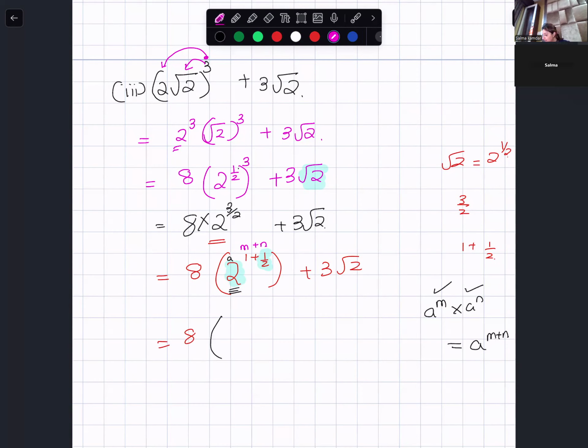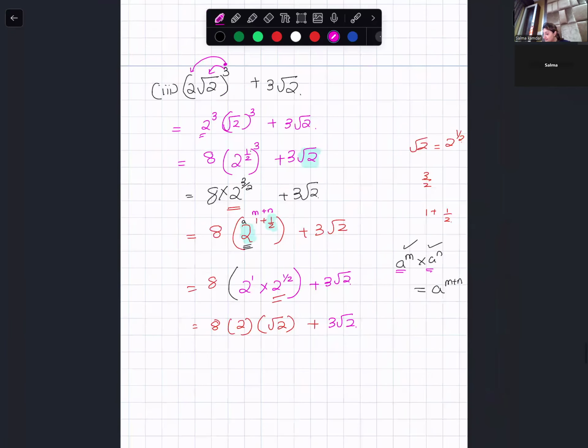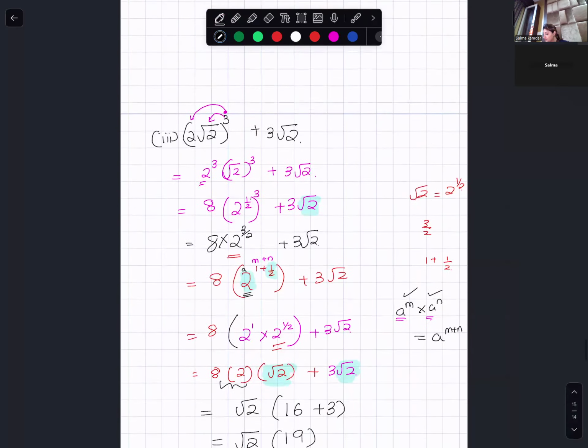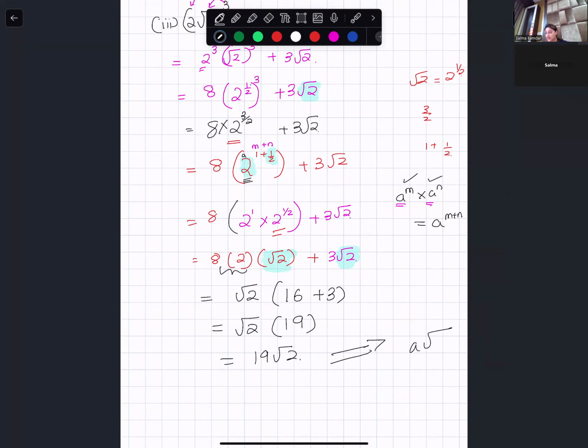So if I'm writing in the form of a raised to m into a raised to n, this would become 2 raised to 1 into 2 raised to half plus 3 root 2. So this would become 8 into 2. 2 raised to half is nothing but root 2, plus 3 root 2. Now what I have is root 2 at both the places. So root 2 is common. So 8 into 2 is 16 plus 3. Root 2 is common. So this becomes 19. So the answer is 19 root 2, which is in the form of a root b. I had to express it in the form of a root b.